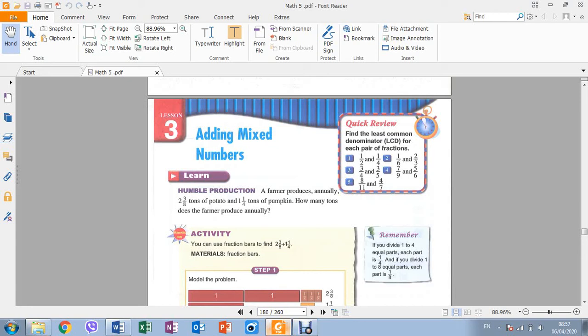Today we want to talk about adding mixed numbers. Okay, if we have mixed numbers, how do we add them together? So look at the example first. A farmer produces annually 2 3/8 tons of potato and 1 1/4 tons of pumpkin. How many tons does the farmer produce annually? Tell me, "how many" means we need to add.